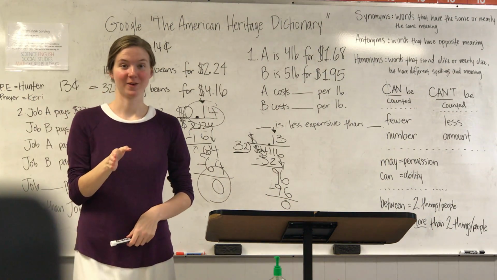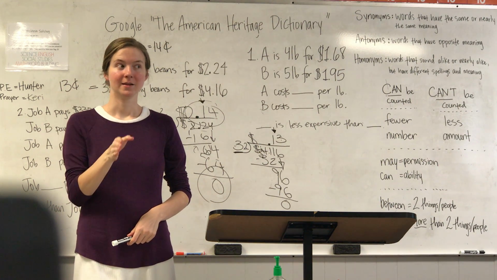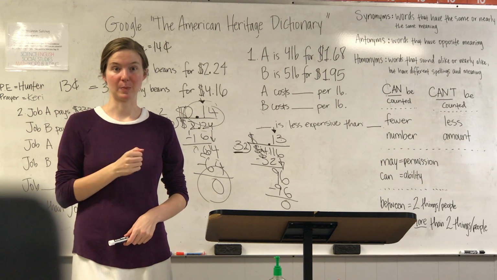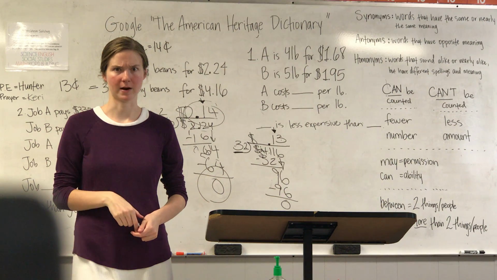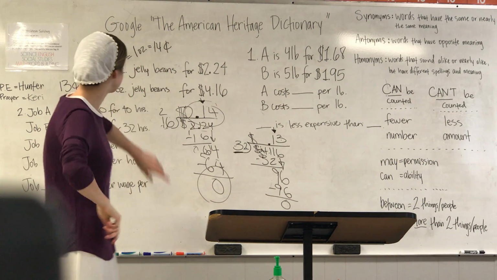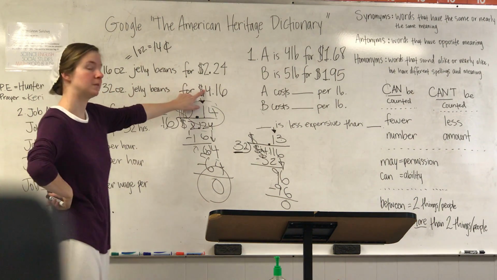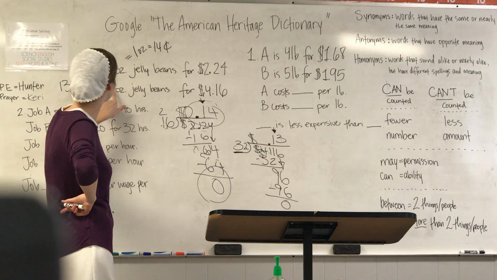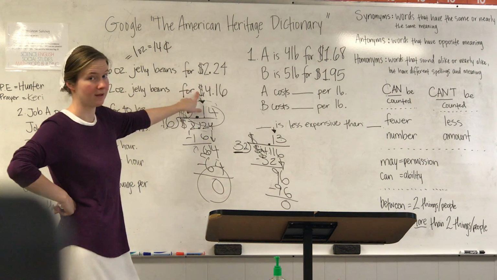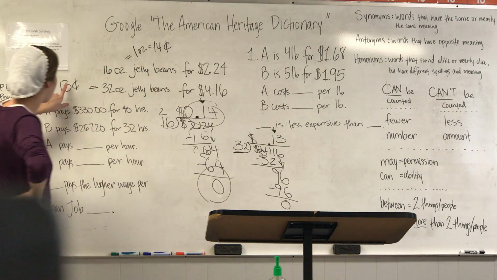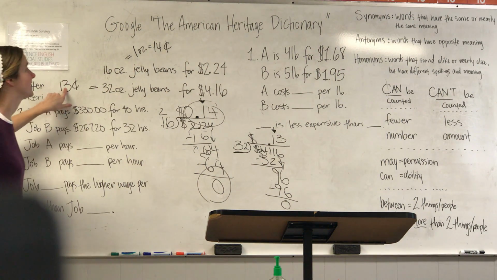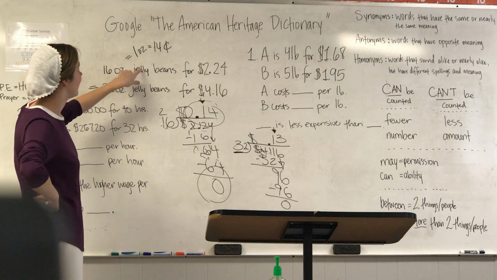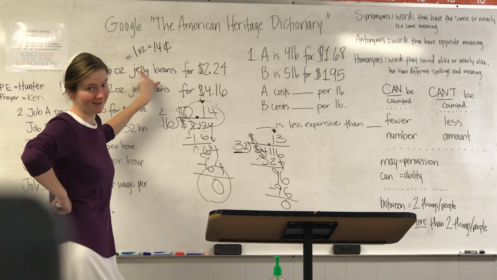Which bag would you buy and spend the least amount of money per pound? Sorry, per ounce. Even though this bag seems like more money, you are getting a better deal if you buy the 32-ounce jelly bean bag, because per ounce, it is 1 cent cheaper than this jelly bean bag.